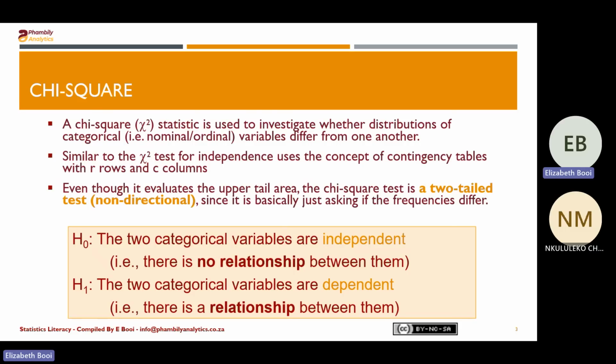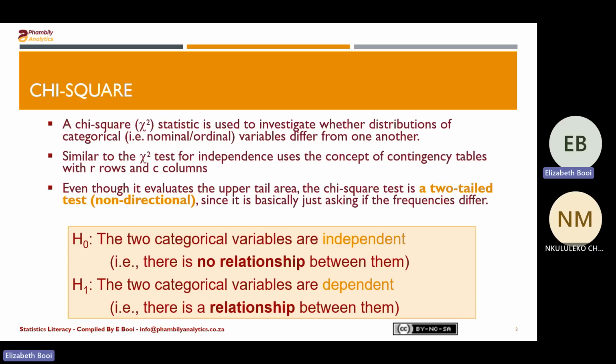So when it comes to two categorical variables, we can do one of the tests. For numerical variables, we said we use the correlation. For two categorical variables, we also need to test the relationship, if it exists, between those two categorical variables, or what we call nominal or ordinal variables, to see if they are dependent on one another or independent from one another.